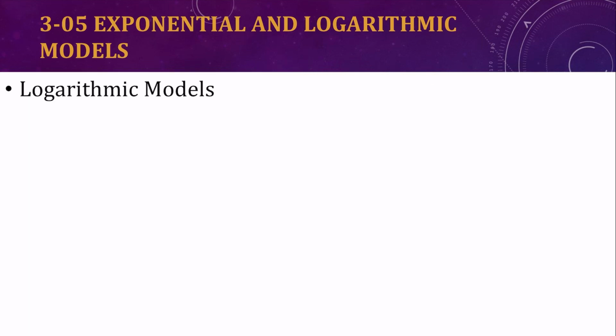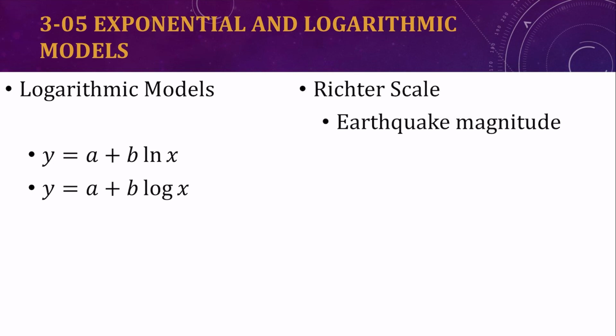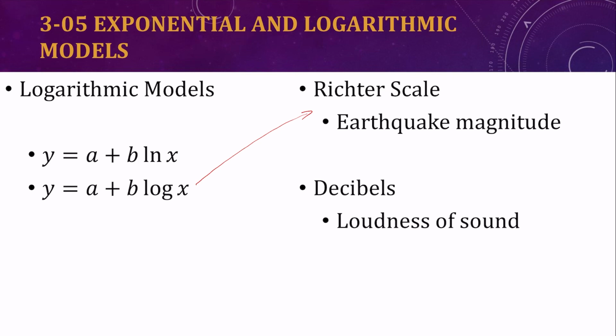Our last model is the logarithmic models. We can do it with natural log or the common log base 10. Two uses of these. The Richter scale for earthquake magnitude uses a log base 10 scale, which means each number up on the Richter scale, so you have a 7 and then an 8, is 10 times more powerful. Decibels are also a log base 10 scale, and they measure the loudness of sound, which actually better models how your ear perceives the sound than something like a linear model.